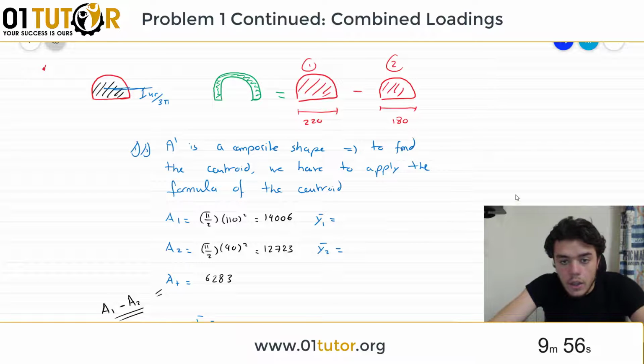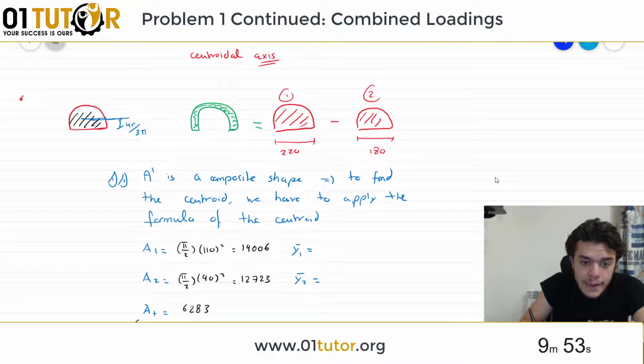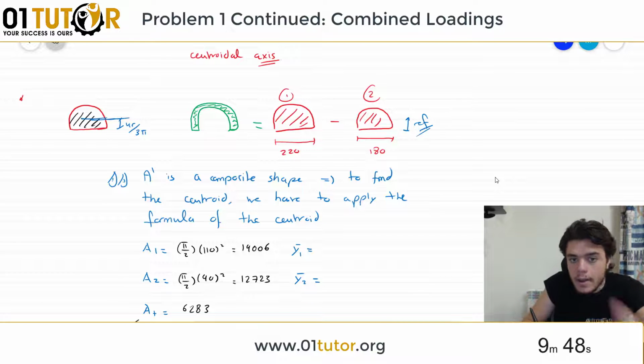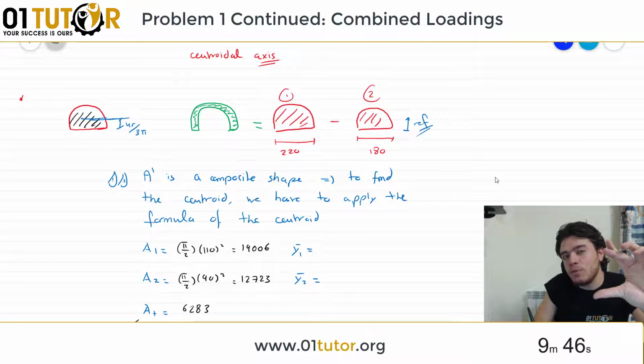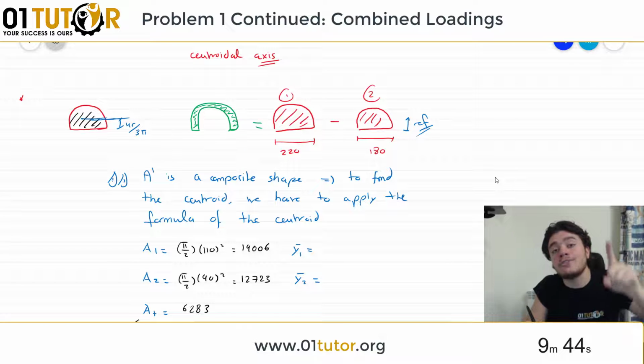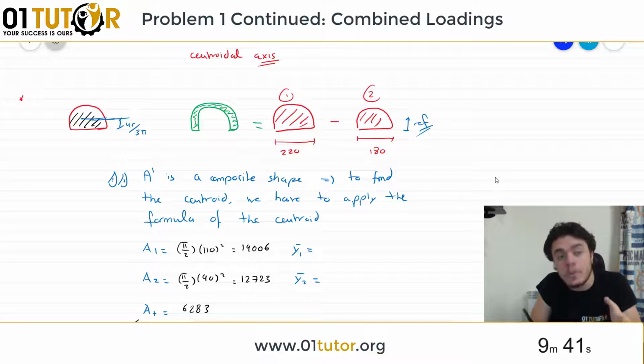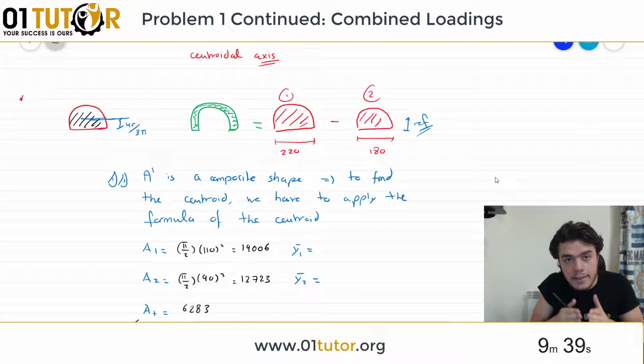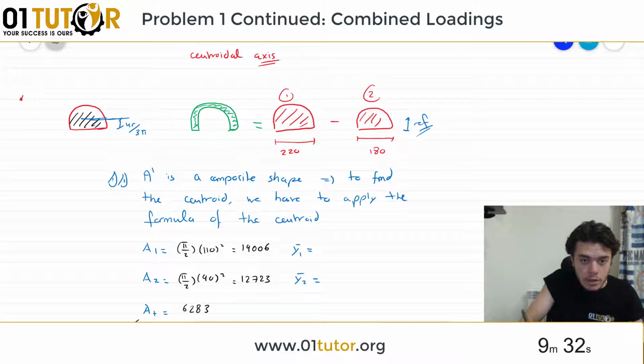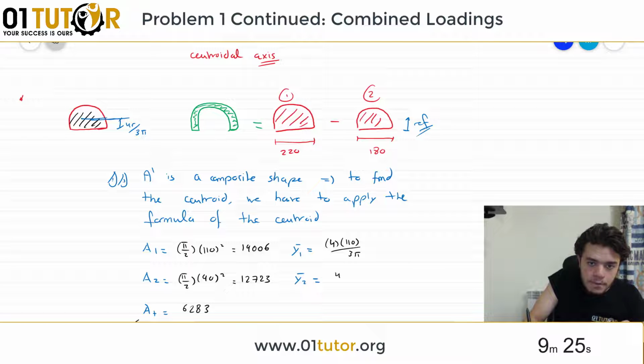Alright. Y1 bar, of course we need a reference to calculate Y1 bar. Let's choose this reference from the bottom. Y1 bar is going to be equal to 4r over 3 pi, because the section is complete, it's solid, there is no hollow space. So 4r over 3 pi is the distance from the diameter to the centroid of a semicircle that is complete and solid. So in here it's going to be 4 multiplied by r1, which is 110, over 3 pi, and in here you have 4 multiplied by 90 over 3 pi.